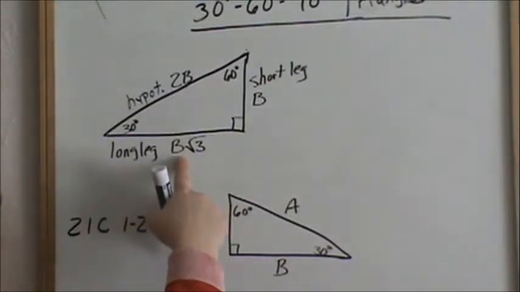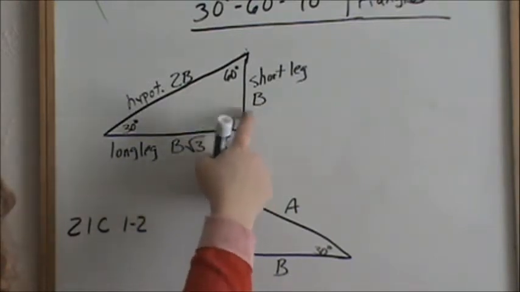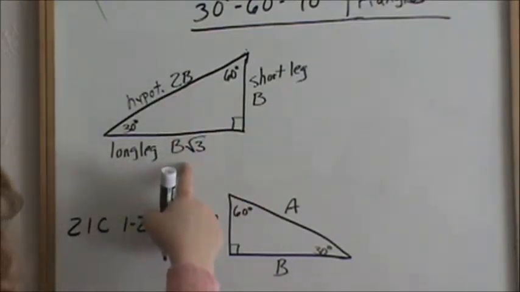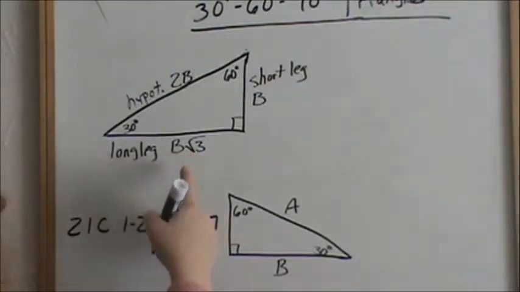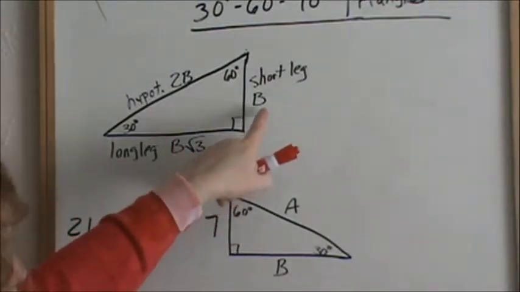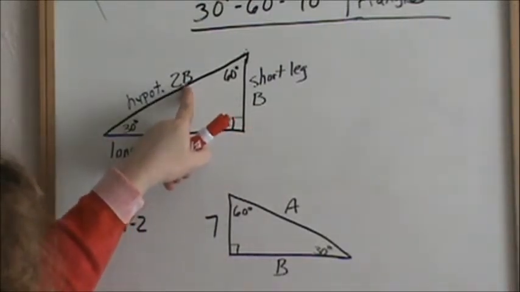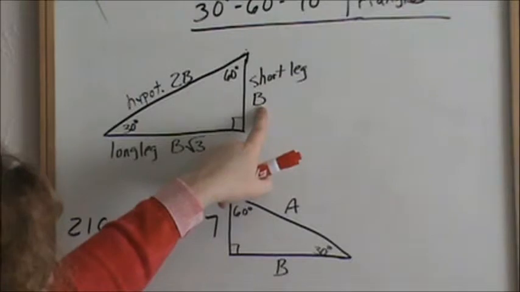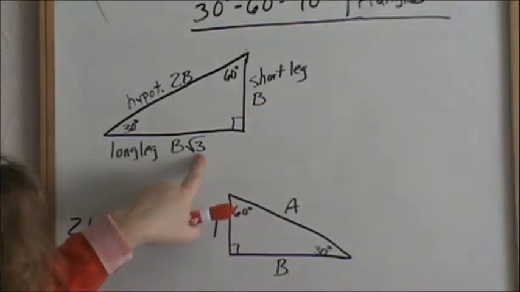Someone did Pythagorean theorem over and over on 30, 60, 90 triangles and found this to be the pattern. And so instead of doing Pythagorean theorem on your 30, 60, 90 triangles, you can come up with this short tip. Whatever your short leg is, your hypotenuse will be 2 times that. Whatever your short leg is, your long leg will be that times the square root of 3.